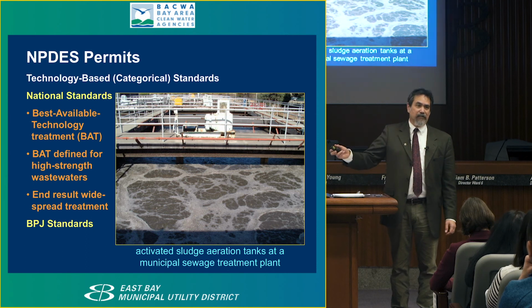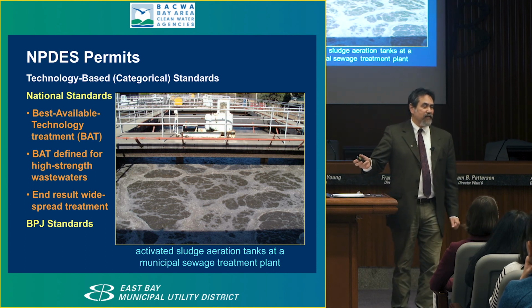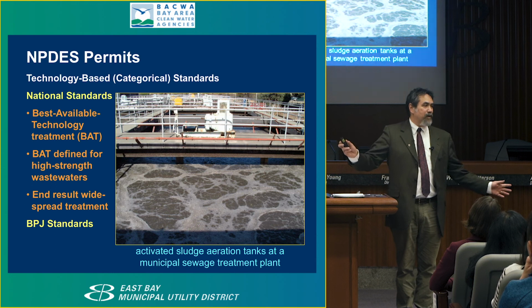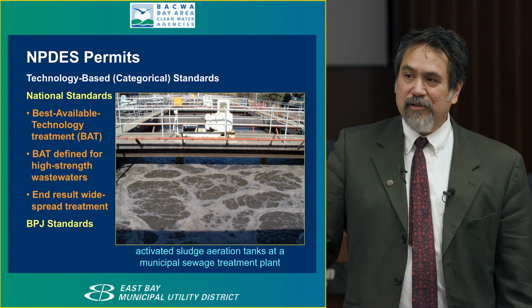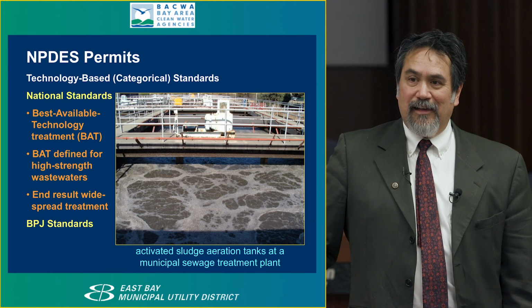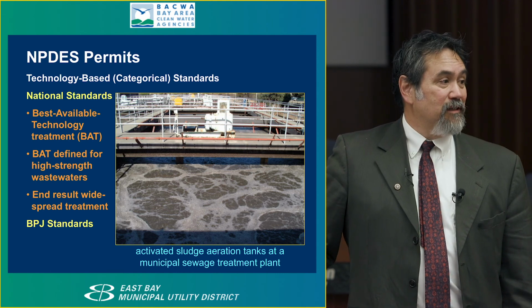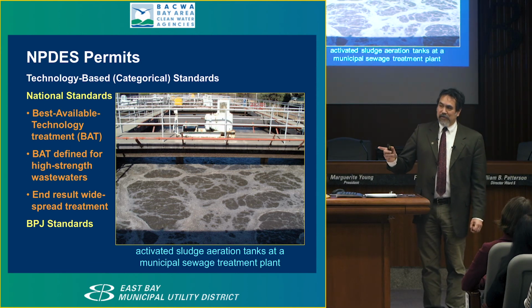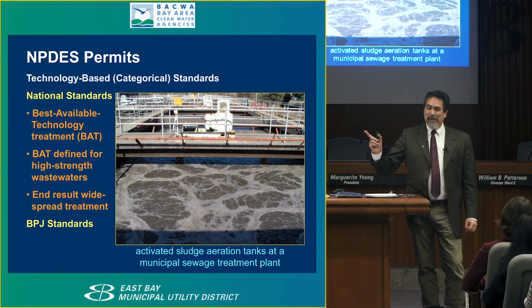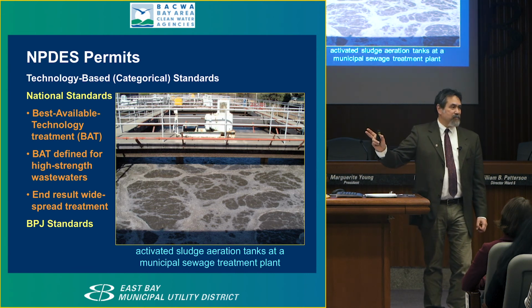And the end result of having best available technology defined in the United States is that there's widespread treatment for all kinds of things everywhere. A lot of other countries fuss with this and don't have widespread treatment on their sources wherever they are. And a lot of countries in the world rely on the EPA's best available technology models to say that's what we're going to do. So the EU essentially uses all of this same technology.